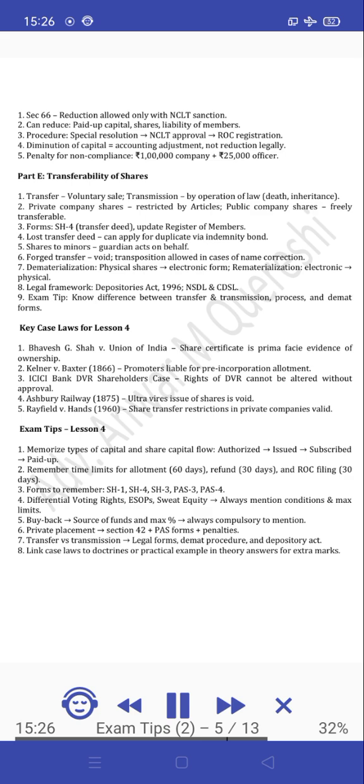Legal framework: Depositories Act, 1996; NSDL and CDSL. 9. Exam tip: No difference between transfer and transmission, process, and DEMAT forms. Key case laws for Lesson 4.